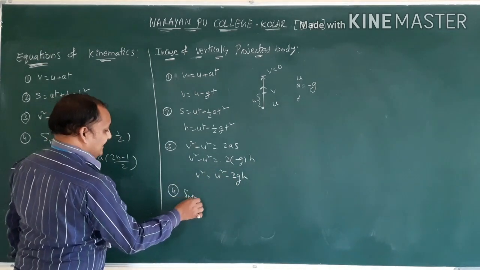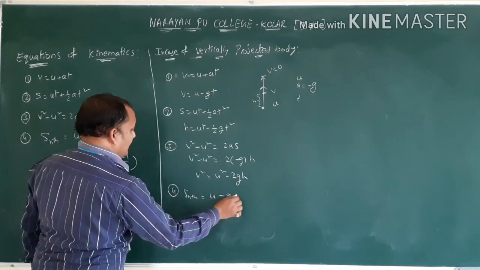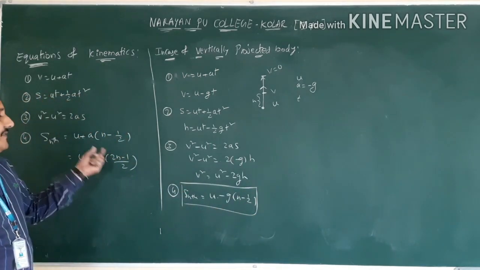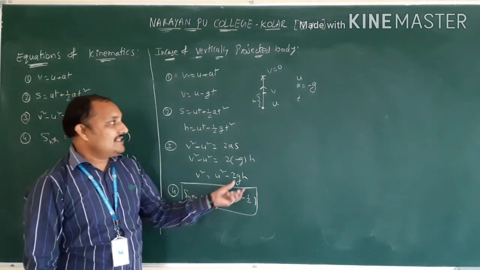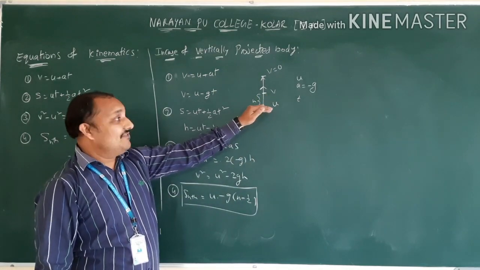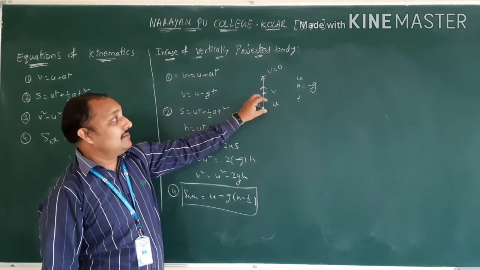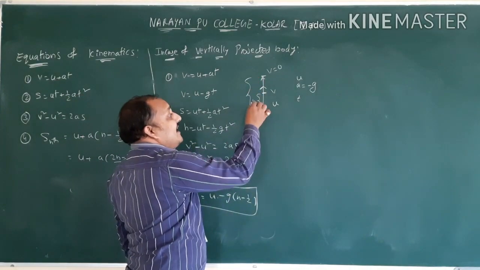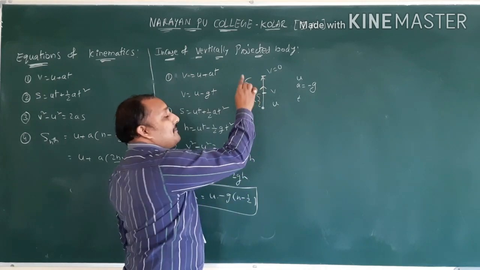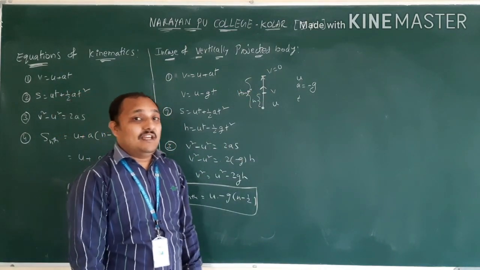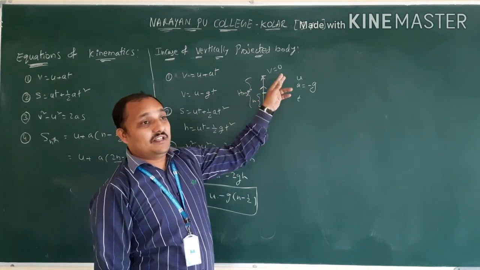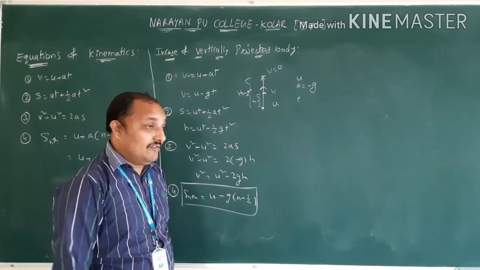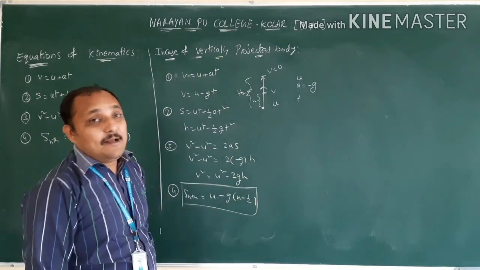Fourth one, distance traveled in the nth second: u minus g into (n minus 1) by 2, wait, just in place of a, we will write minus g. So this is at this point. But if they ask at final velocity 0, that is after reaching its maximum height. At maximum height, final velocity will be 0. Very, very important point. You should remember this one. If you project any object vertically upwards, its final velocity will become 0 after reaching its maximum height.